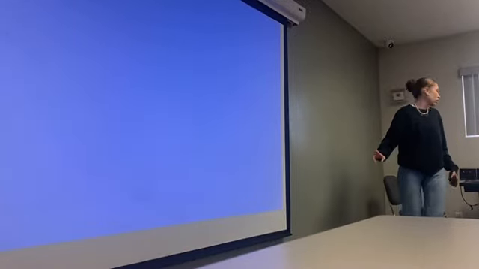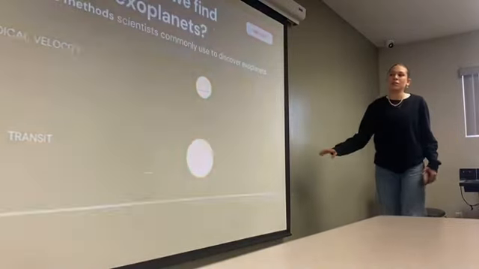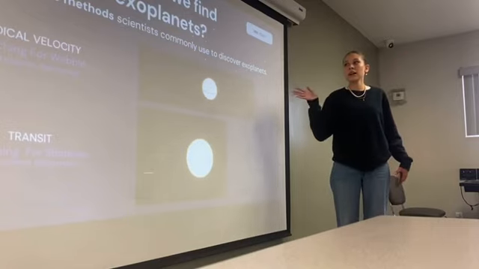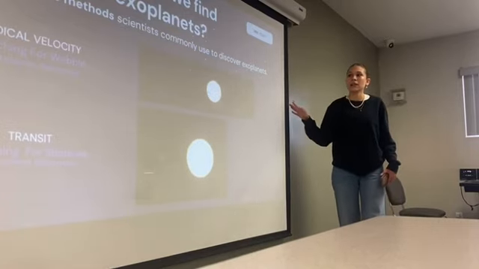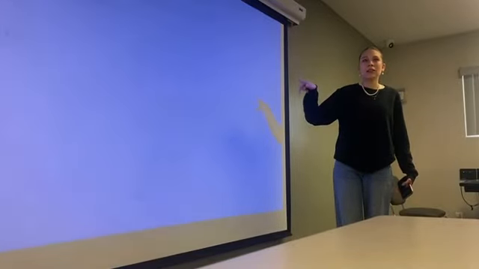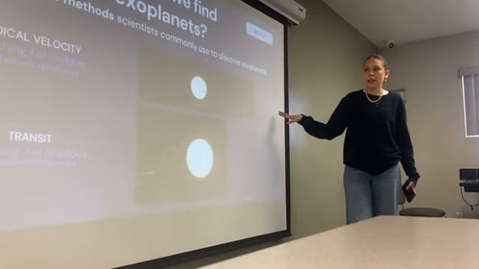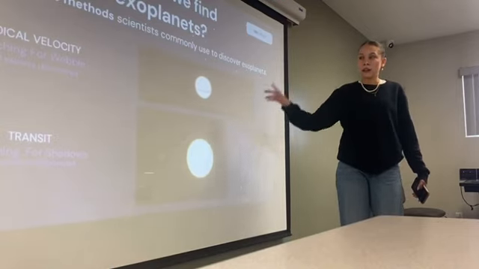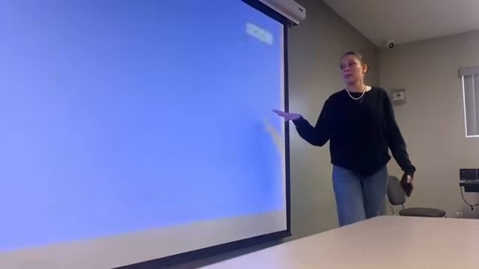Okay, how do we find exoplanets? There are 5 methods scientists commonly use to discover exoplanets. These are the 2 main ones. The first one is called radial velocity. That's when it's watching for wobble. What does it mean?